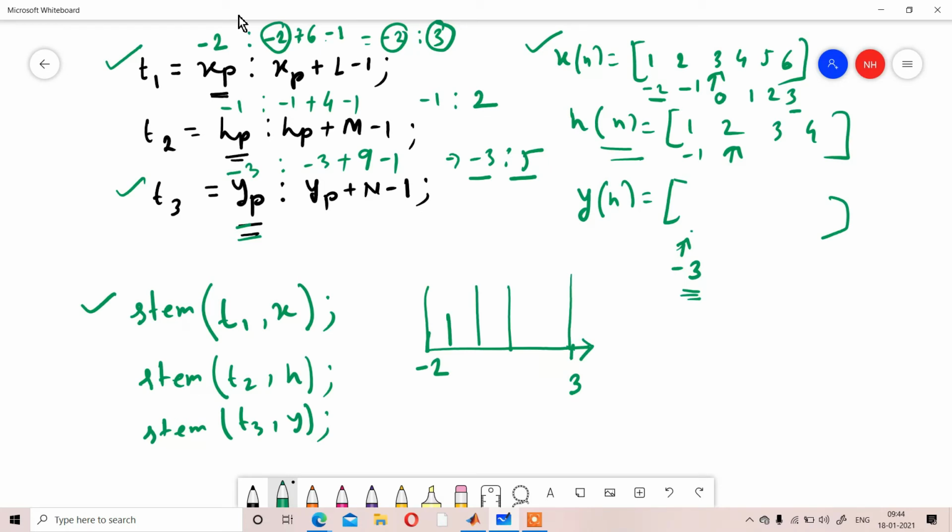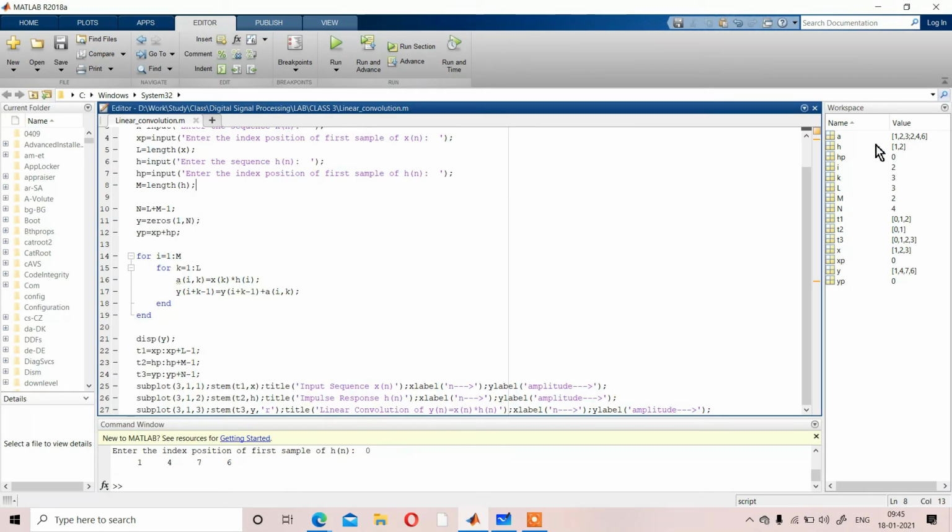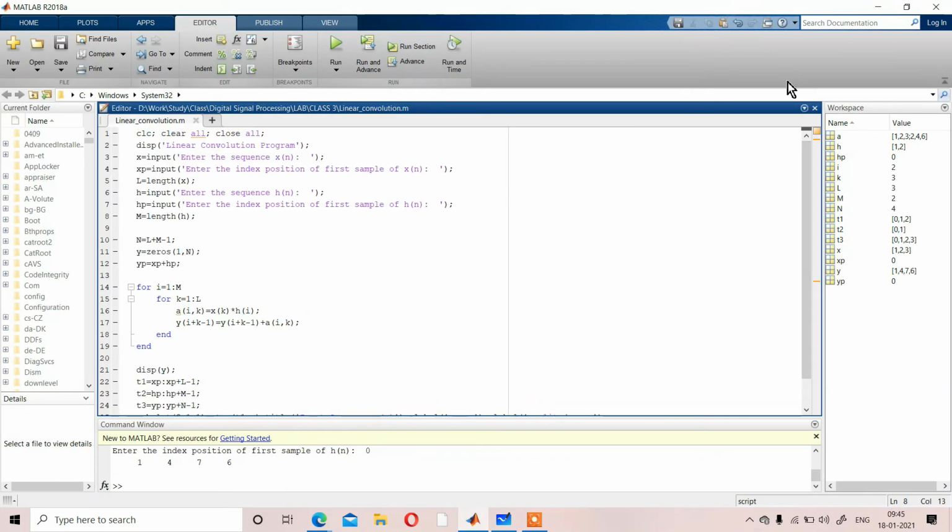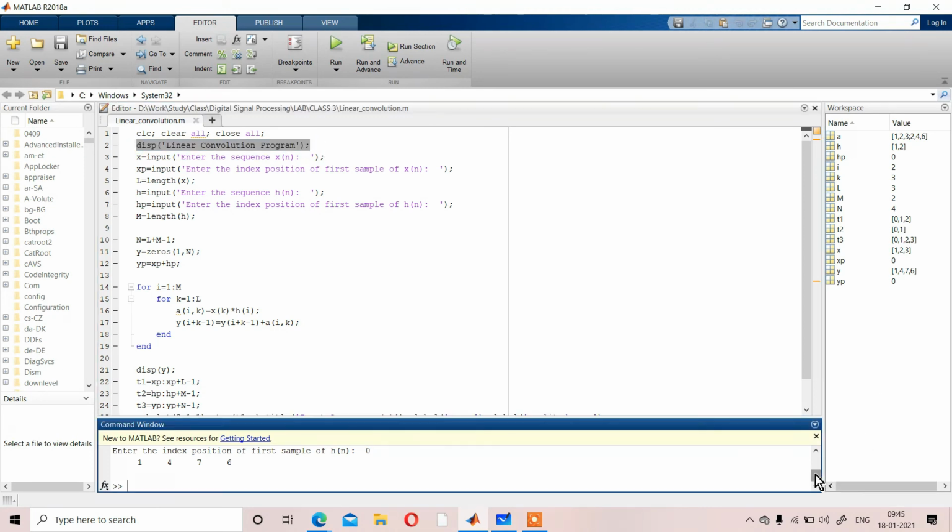If it is clear, then just come to the code. In the code, display is just used to display. Whenever you are writing the code, you write a display so that before it asks you to enter some data, it shows the linear convolution program, nothing else. So you can use that, or you cannot use it, whatever.